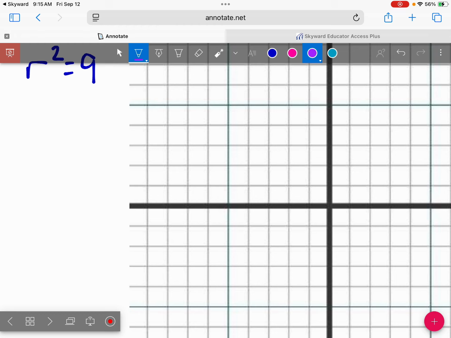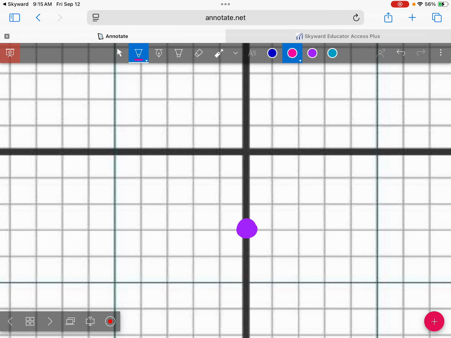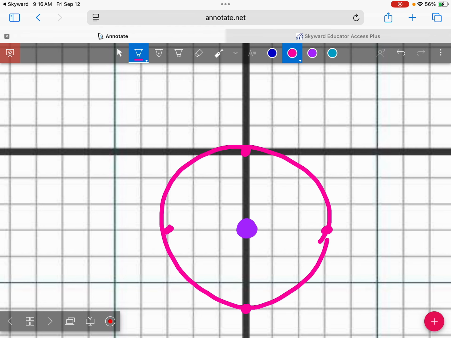So our center at 0, -3 is going to be down here. And then when we have our radius of 3, we're just going to go out 3. So up 3, right 3, down 3, left 3. Okay, so I am going to be right behind. And we're going to connect them up as best we can. There we go.